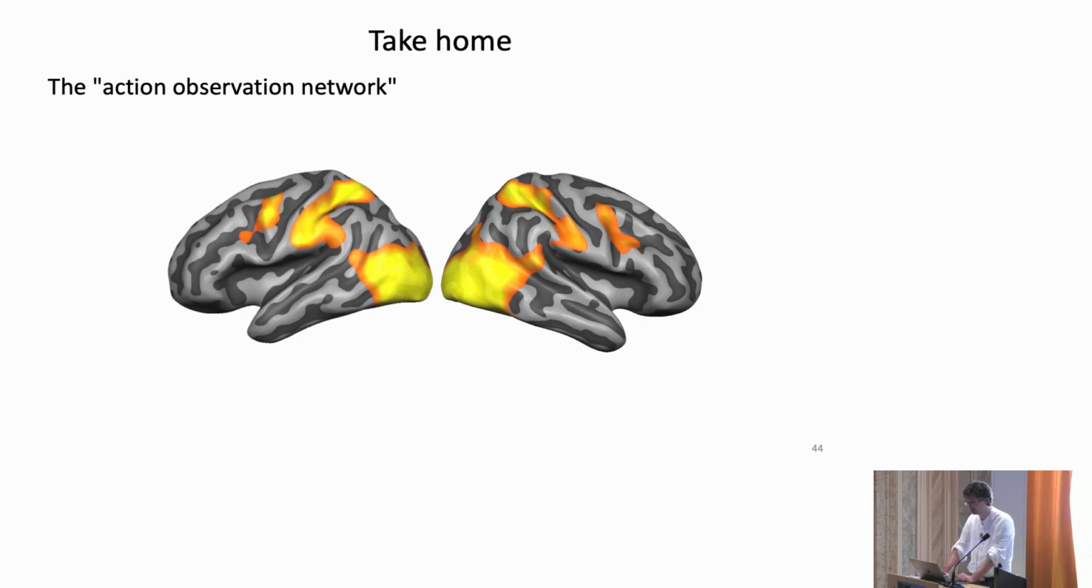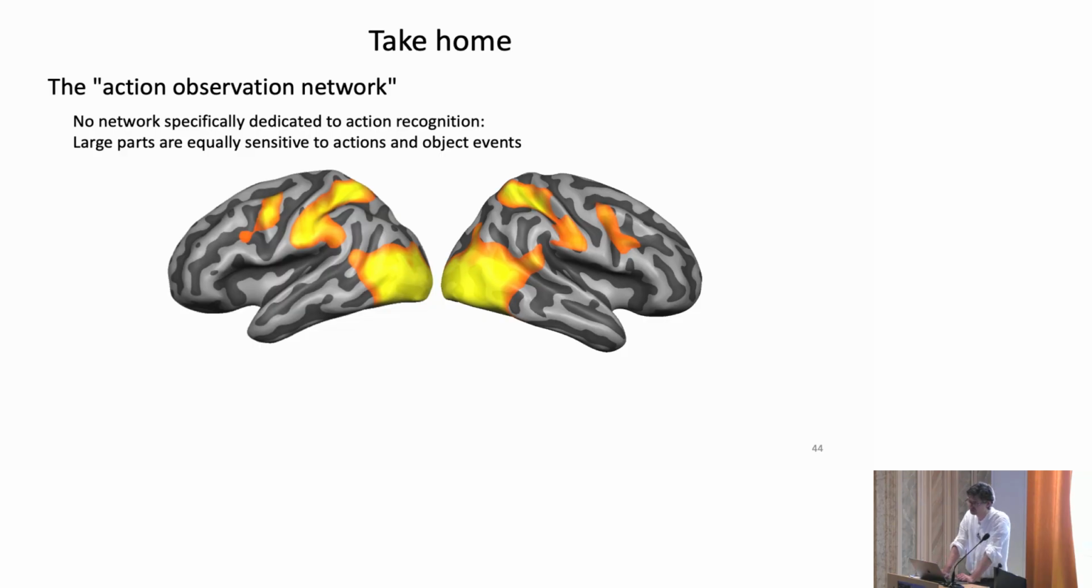So the first take-home message is that there is not really a clearly circumscribed network that is specifically dedicated to action recognition. Most parts are actually equally sensitive to inanimate events. So that's a little problem. Should we still use the term action observation network? I think that may be fine. It's just a comprehensive label to describe the network of brain regions that is important for action recognition, but we should keep in mind that these are not specialized regions for action recognition.